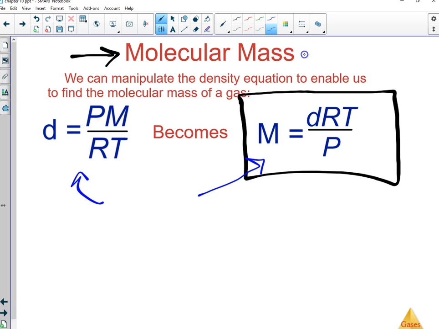I memorized it, and it will just sound stupid, as dirt, P. That sounds stupid, but I never forgot it. I memorized it over 25 years ago. Dirt, P. Dirt was on top, P was on the bottom. If you can memorize things like that, these problems are not hard. They're just algebra.